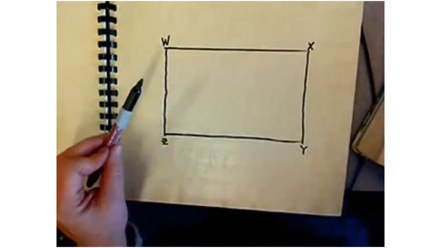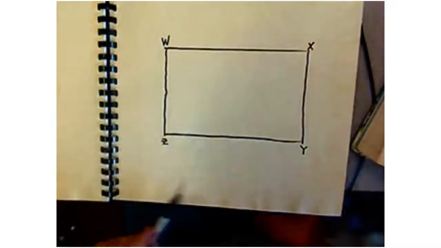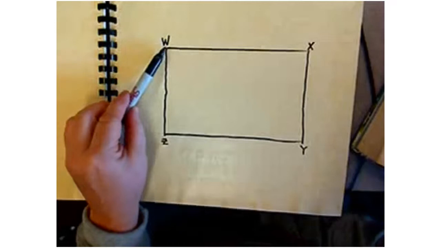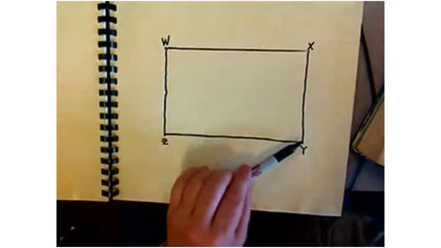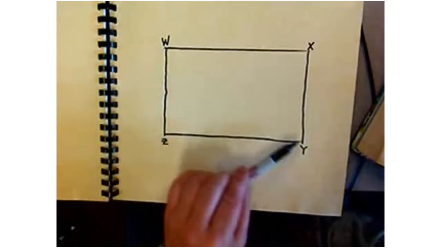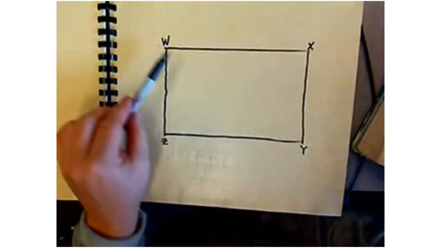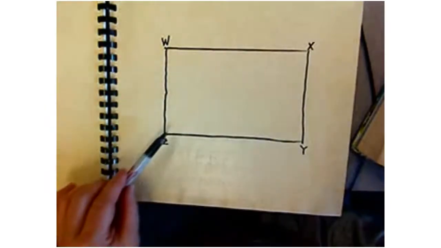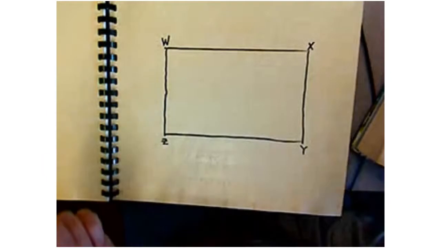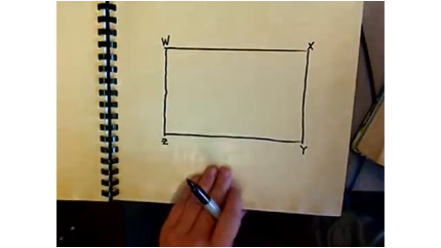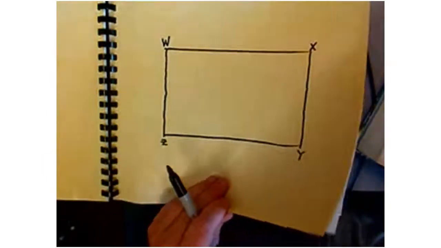And then if we have to name the diagonals in little letter c, we connect our opposite vertexes, our opposite angles. W to Y, WY would be a diagonal, and X to Z would be a diagonal. And how many diagonals do we have in this quadrilateral? 2. That's interesting. We still get 2 with a 4-sided figure.